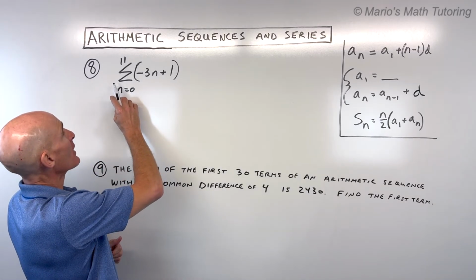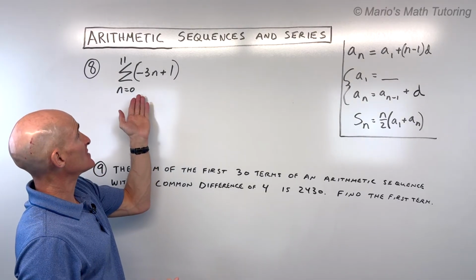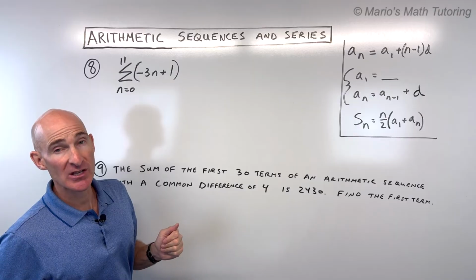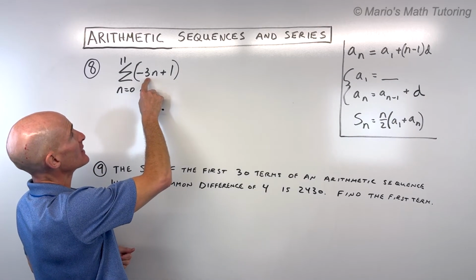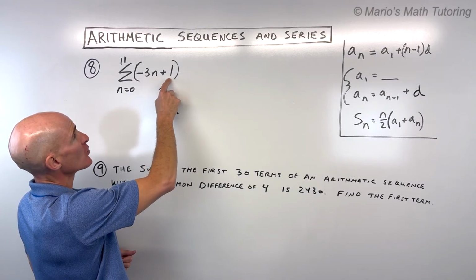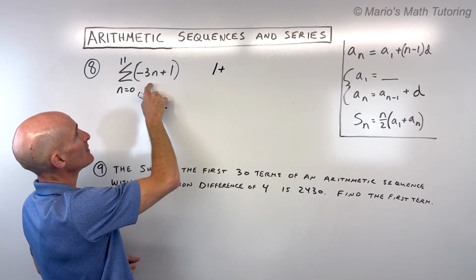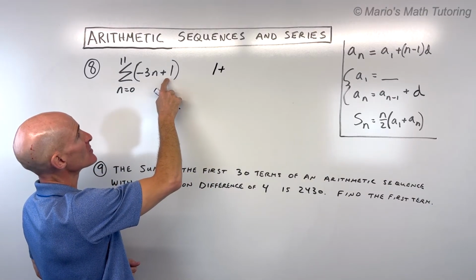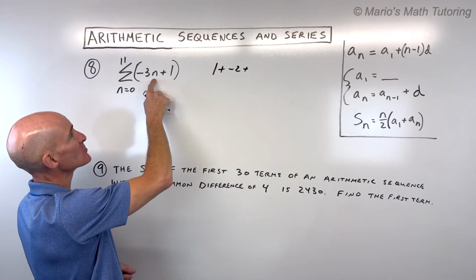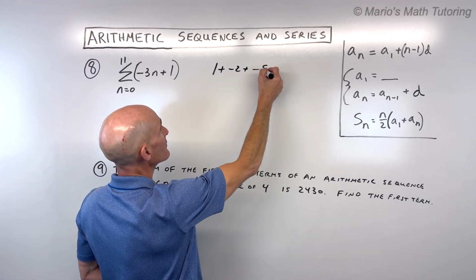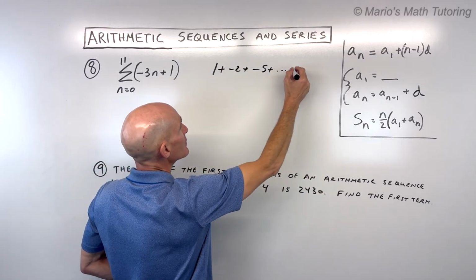So number 8, we have another one of these sigma notations or summation notations. And this is asking us to find the sum of this series. What I like to do sometimes is write out a few of the terms. So if I put 0 in here, negative 3 times 0 is 0. Plus 1 more is 1. So that's our first term. Then if I put 1 in, negative 3 times 1 is negative 3, plus 1 is negative 2. Then if I put 2 in, negative 3 times 2 is negative 6, plus 1 is negative 5. Dot, dot, dot. If I put 11 in, negative 33 plus 1 is negative 32.